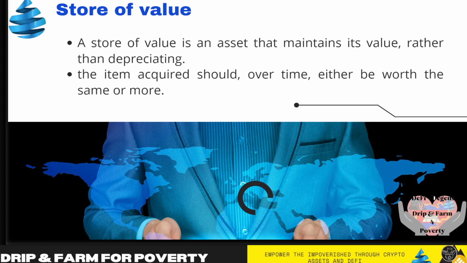So Drip functions as a store of value because there are multiple other utilities built in. So over time, as we've seen this asset perform over 500 days, the initial value or price, USD price specifically, has appreciated over time, even with the corrections in the market. So the first utility is it functions as a store of value.